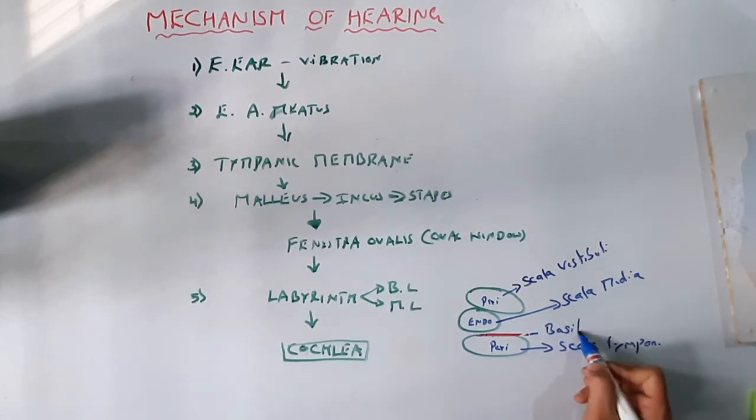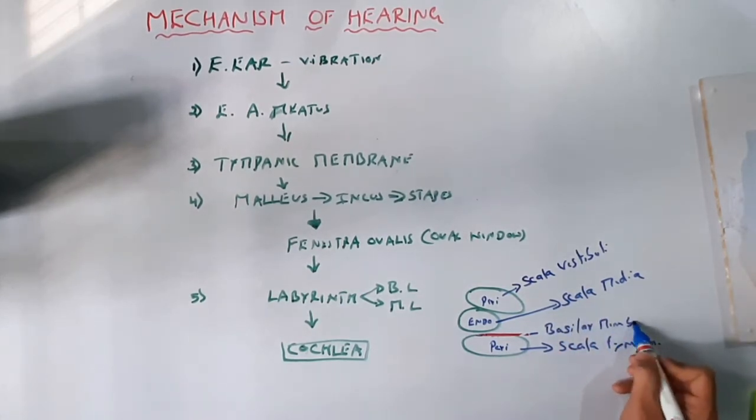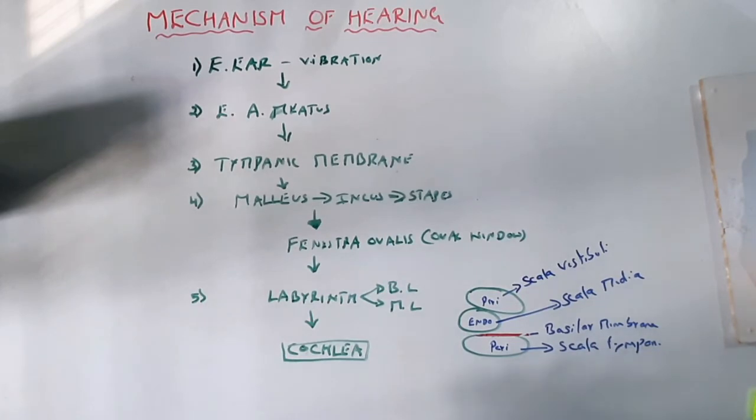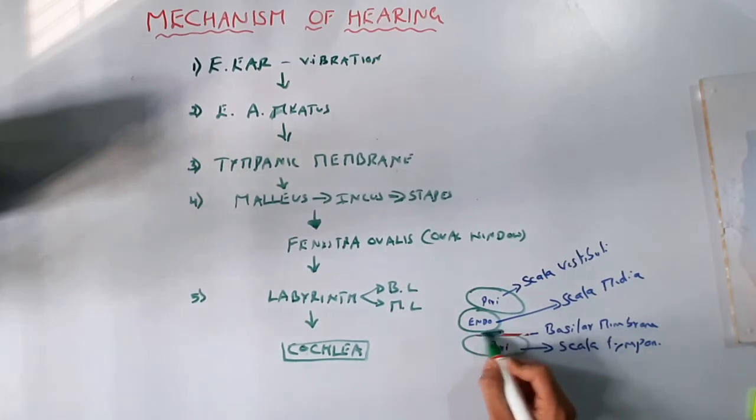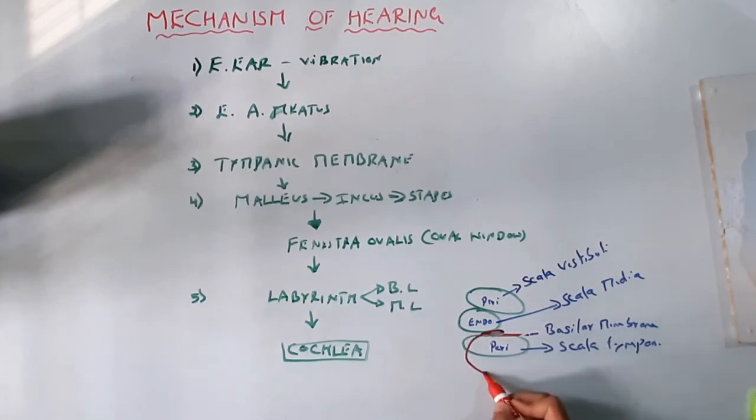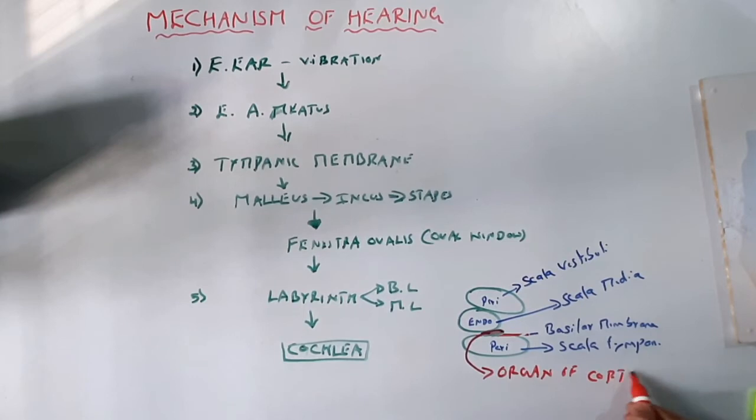The red line is the basilar membrane, and just above it there is an organ. I don't have any other color here, so let me use red itself. This is called the organ of Corti. What is the specialty of this organ of Corti? If I zoom in and draw it here, this organ of Corti contains tiny hair cells, and these hair cells are called auditory hair cells.